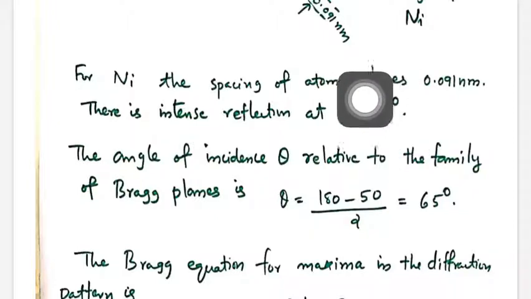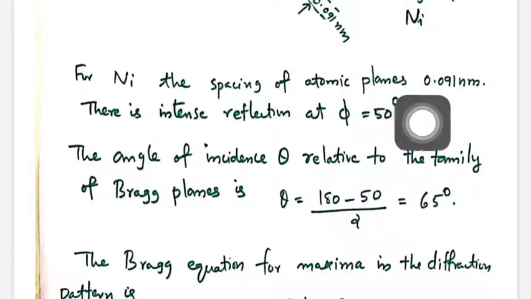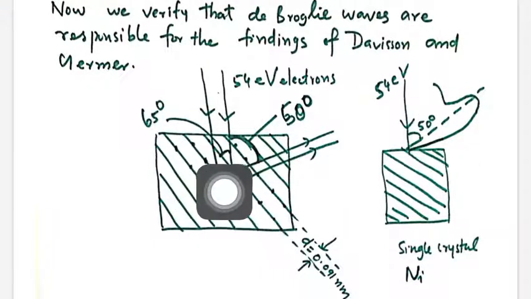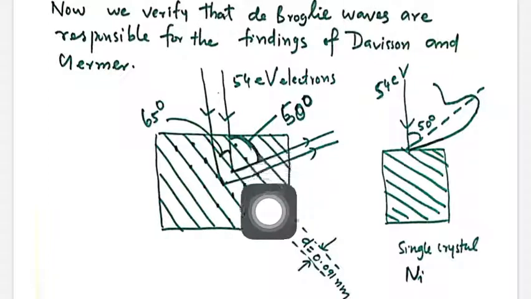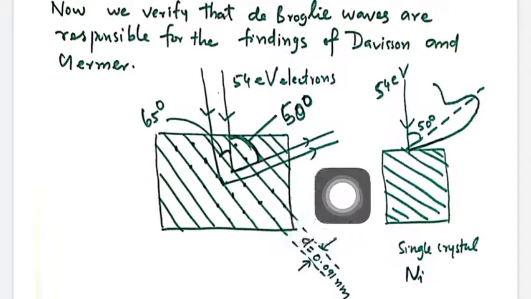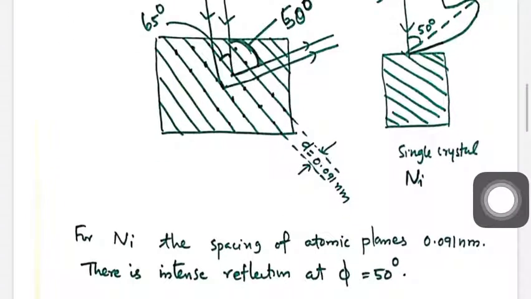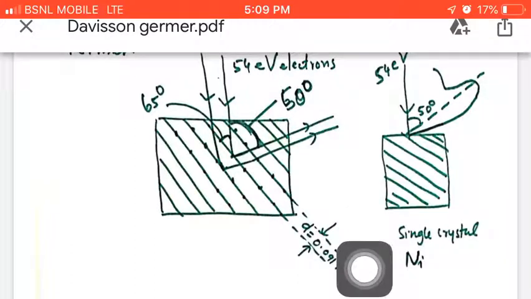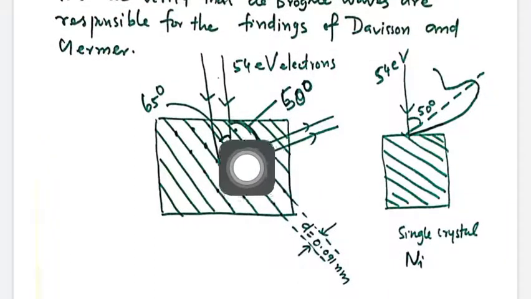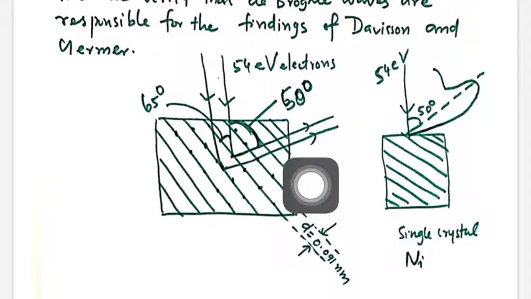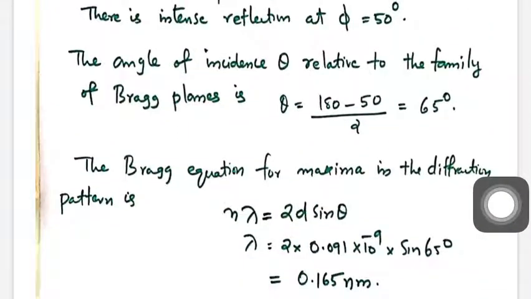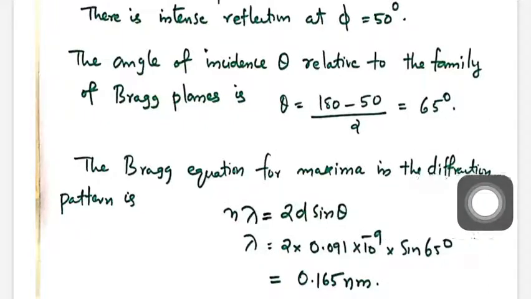So 50, we know it is this angle 50 here, and 180 is the angle from this point to this point in the plane. So we subtract the 50 from 180, then divide it by 2, because this angle of incidence here will be equal to the angle of reflection, the angle made by the scattered beam with the Bragg plane. So we get theta is equal to 65 degree.